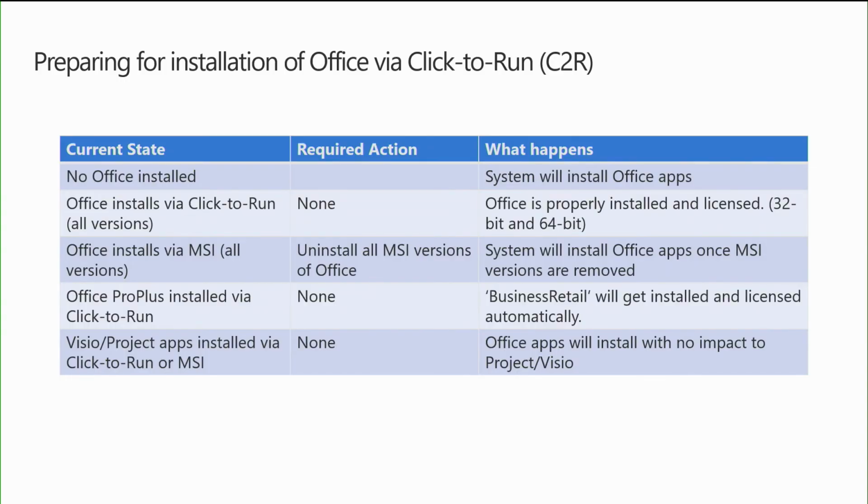Now, if you have Office Pro Plus installed via Click to Run, again, you don't have any action. And if you have previously installed Project or Visio apps via Click to Run or MSI, again, there is no action for you, because Office apps will install with no impact to Project or Visio. So really the big takeaway is if you have Office installs via MSI, uninstall all MSI versions of Office. All other areas, whether you have Project or Visio apps, or if you have Office Pro Plus installed via Click to Run, there's no action for you.